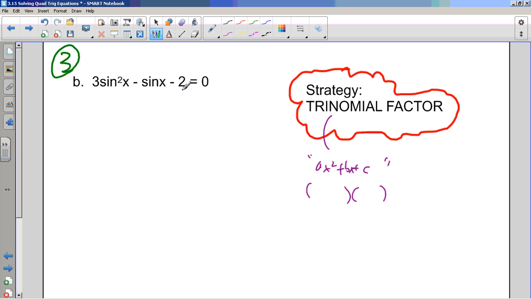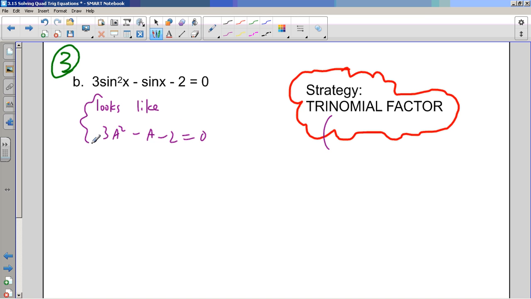So they're saying that this kind of looks like this. Specifically, this looks like a trinomial, 3a squared minus a minus 2, right? And this is what I kind of think. I don't have to do it like this. But if it helps you to do a substitution where I think of a as sine x, we've seen this strategy before at times, then go right ahead and do that. Do this factoring off on the side. What is this factoring?